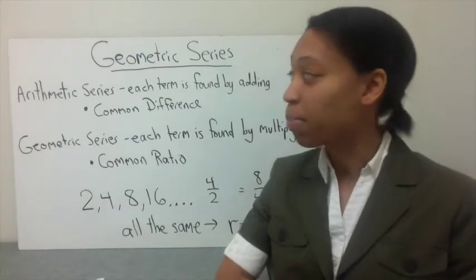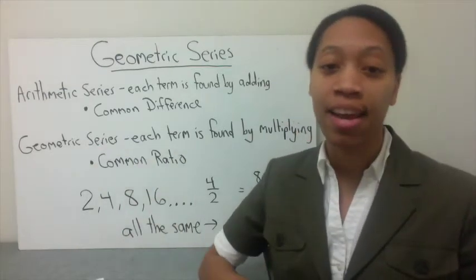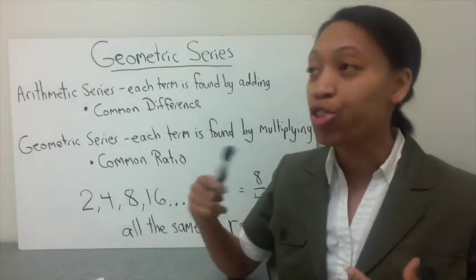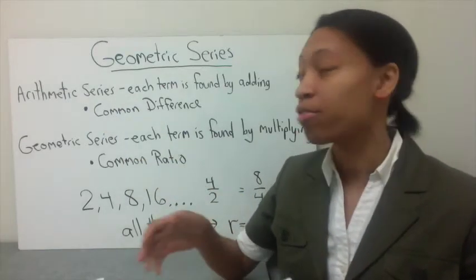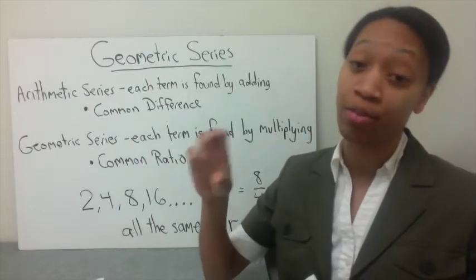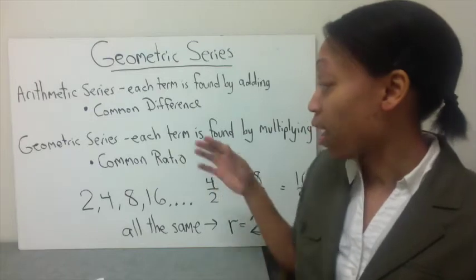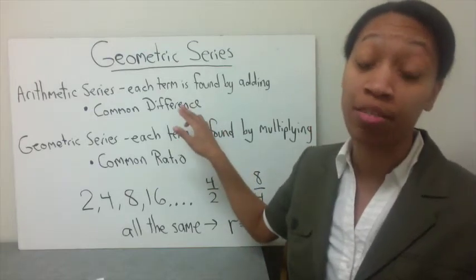Now we have been learning about arithmetic sequences, and we know that in those types of sequences, each term is found by a common difference. If you add something to the first term, you can get to the next term. So you could add something or you could subtract something. Either way, there's a common difference.